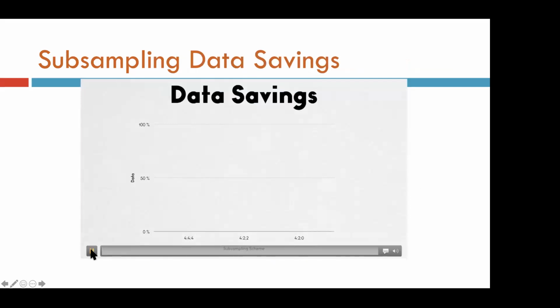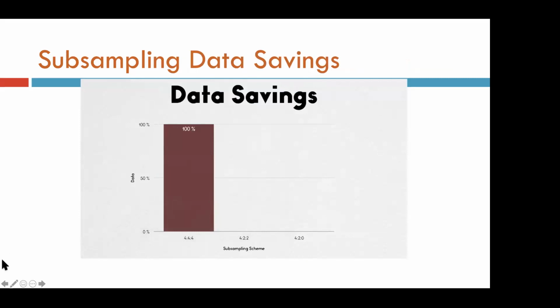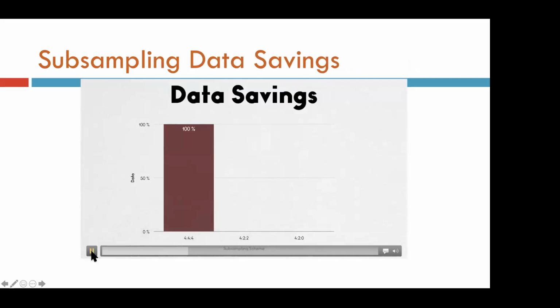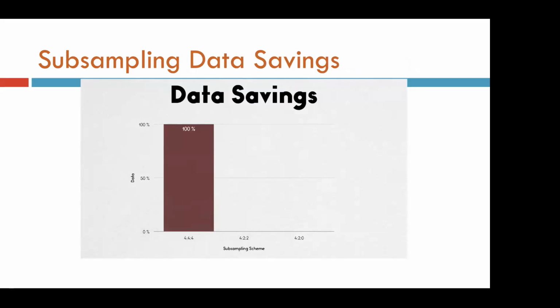Now, data savings, just as an example. So remember, 444 is all the data, right? That means we're not subsampling anything. We're fully sampling. So subsampling just means we're sampling less than normal, right? Subsampling, below sampling. So 444 isn't subsampling at all. It's full, all pixels are measured. And not only measured, stored.